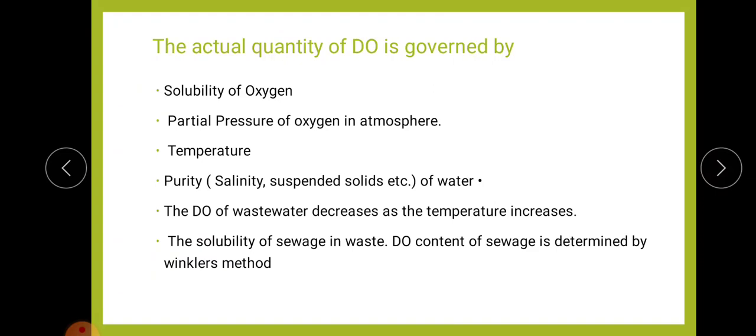The actual quantity of dissolved oxygen depends on the solubility of oxygen, the partial pressure of oxygen in the atmosphere, temperature, and purity of water. Dissolved oxygen of wastewater decreases as the temperature increases. The dissolved oxygen content of sewage is determined by Winkler's method. Based on the solubility of oxygen in the wastewater, we can determine the actual quantity of dissolved oxygen, and this content is determined using Winkler's method. So this is about dissolved oxygen.